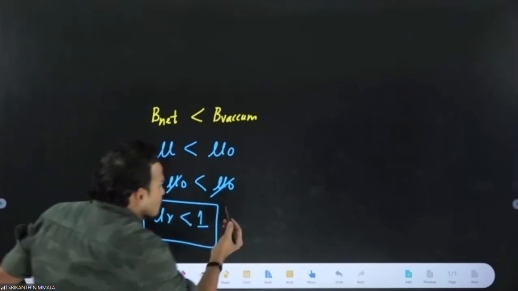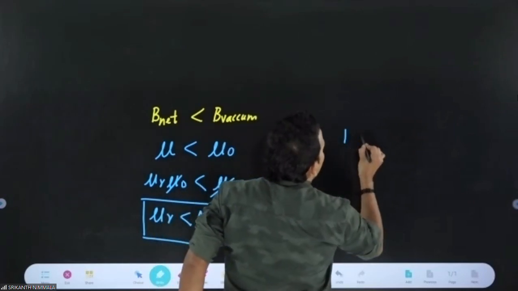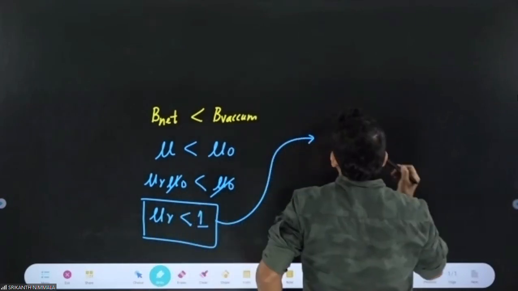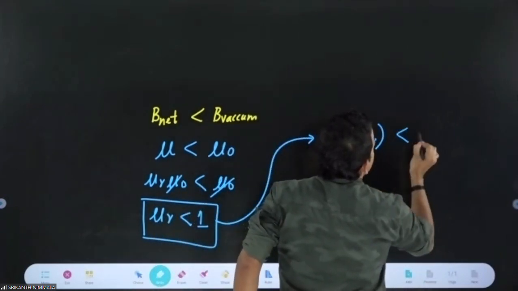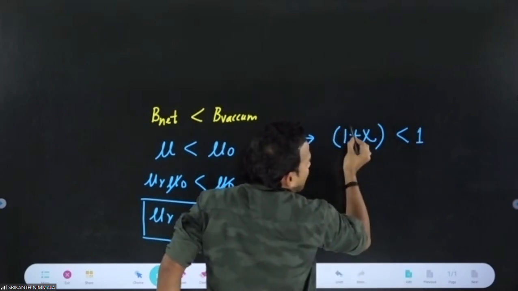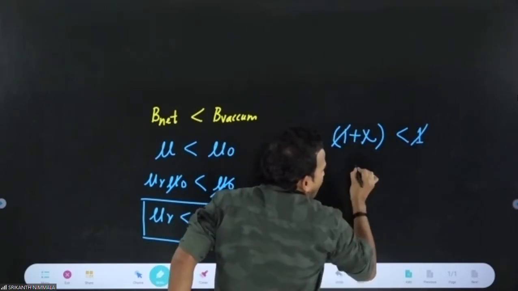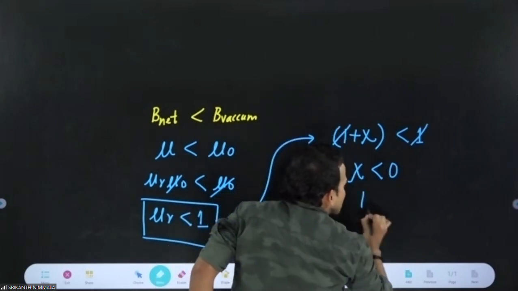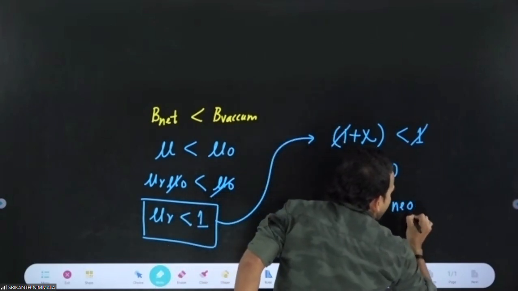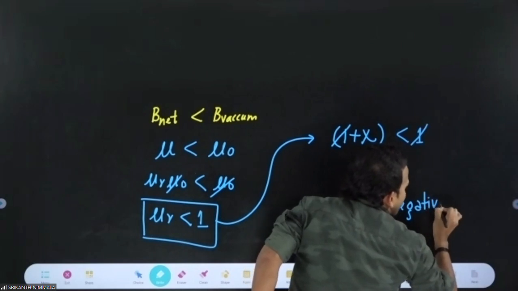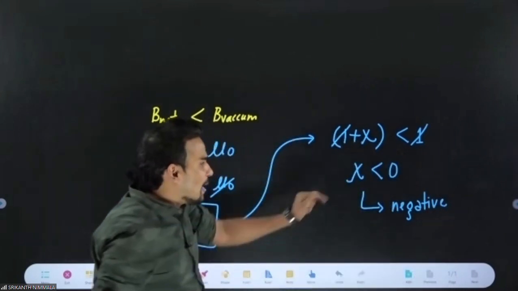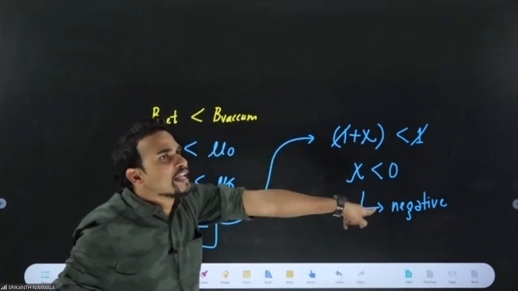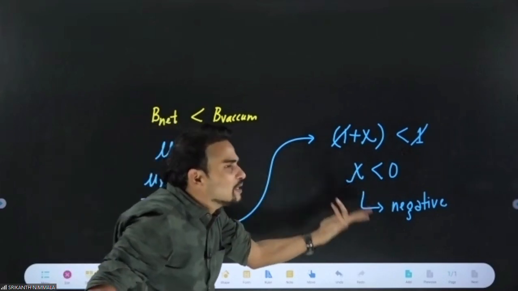And you know this mu r is also equal to 1 plus xi. If mu r is less than 1, that means 1 plus xi is less than 1. From here again 1 will get cancelled. Now you'll get xi less than 0. Xi less than 0 means xi will be negative. For diamagnetic materials, magnetic susceptibility will be negative. First write this.